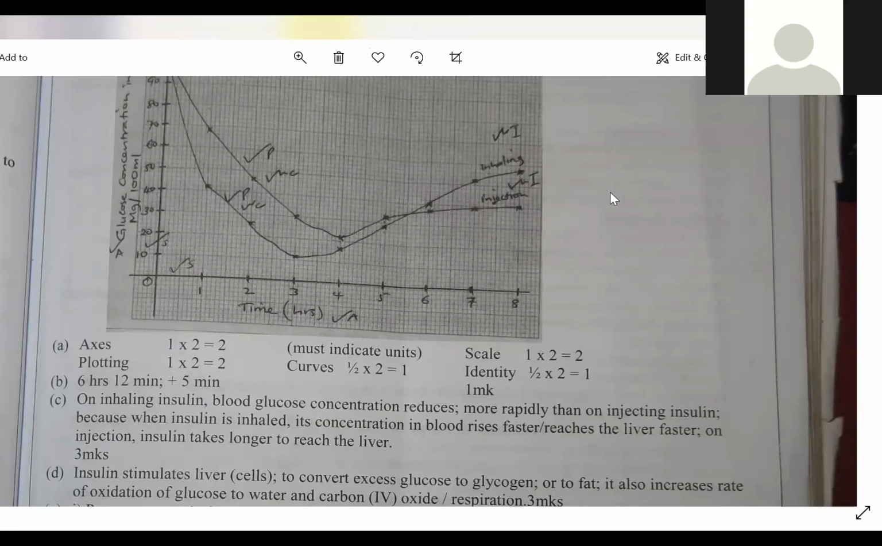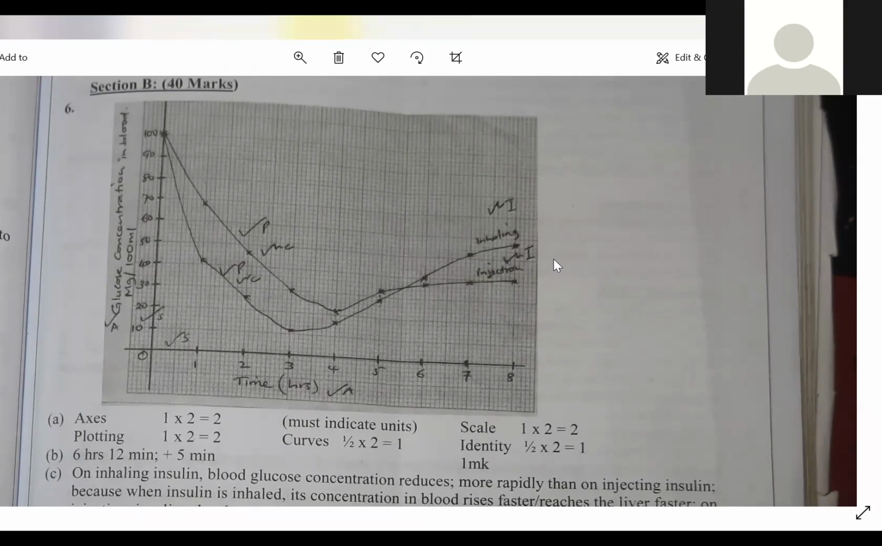Axis talks about vertical axis and horizontal axis. What about it? Have you talked about time? Like in this particular case, if it is time, it is in which units? Is it in hours? If it is the vertical axis, is it glucose concentration in blood? What are the units? If you label the axis correctly, then you get these 2 marks. 1 times 2 means that you get 1 mark for 2 axes.